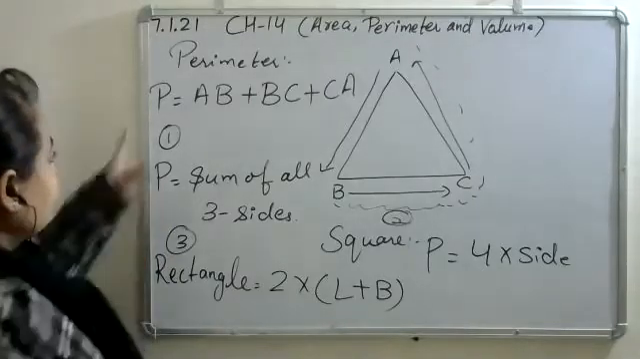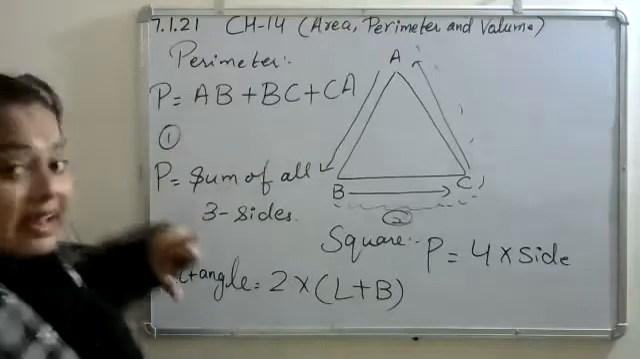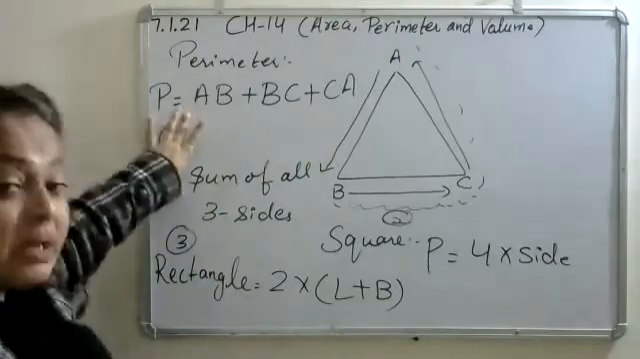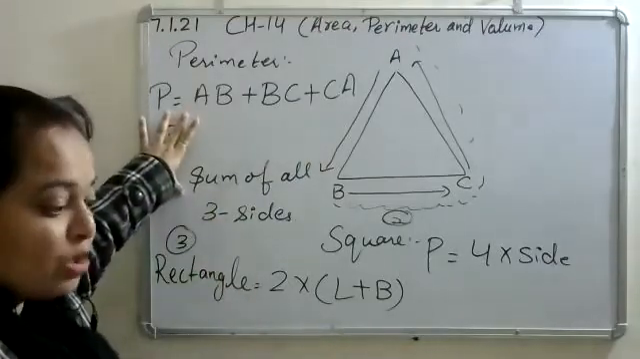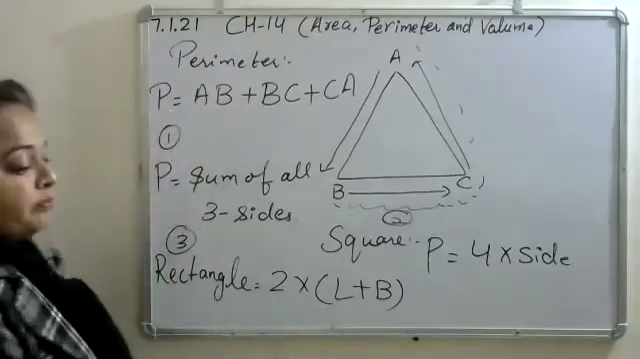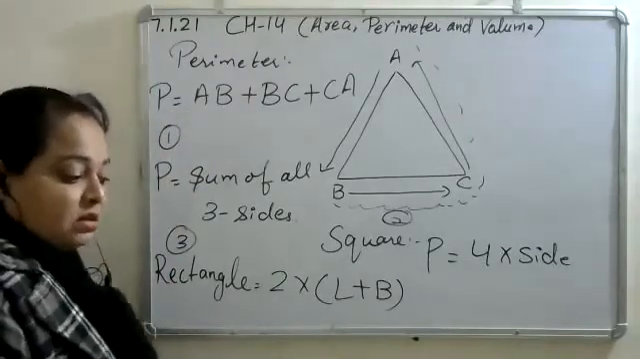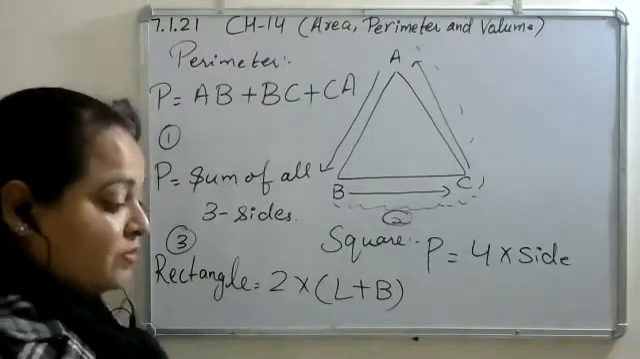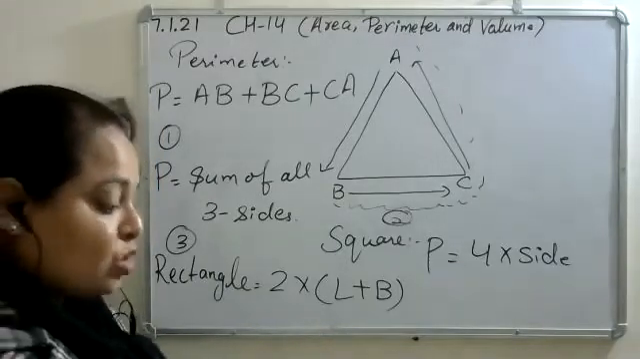So perimeter is AB, BC, CA. For a triangle, you can apply either of these two, it is your wish. There will be no compulsion. And after writing, write down in the chat box that we have done. Then I will start the next concept.